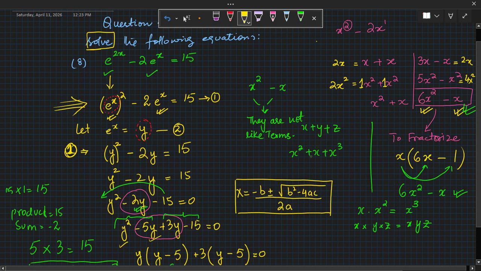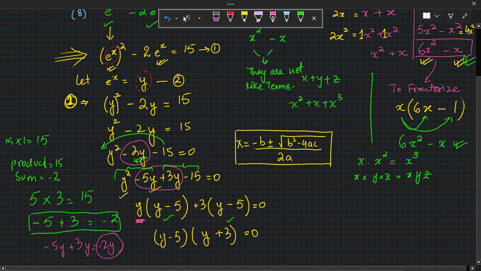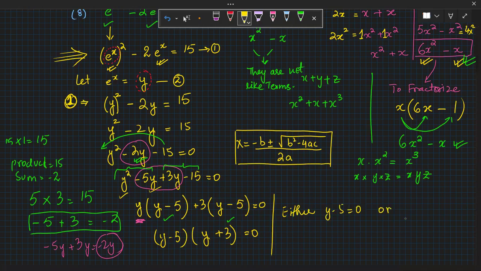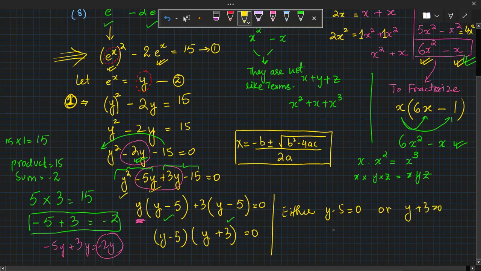And now we come up with the quadratic equation where we applied the factorization method to find the values of y, right? Now we have the two brackets equal to 0, so we will do either-or. Either y minus 5 equals 0, or y plus 3 equals 0. So the minus 5 goes to the right hand side, y equals 5, and the plus 3 goes to the right hand side, so it will be minus 3. Finally you got y equal to 5 and y equal to minus 3.